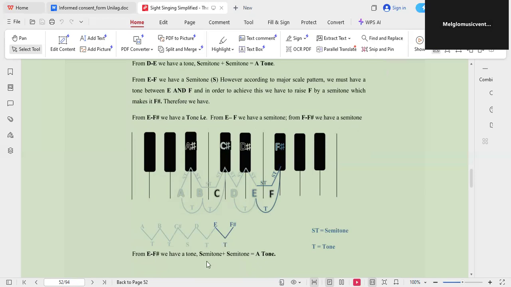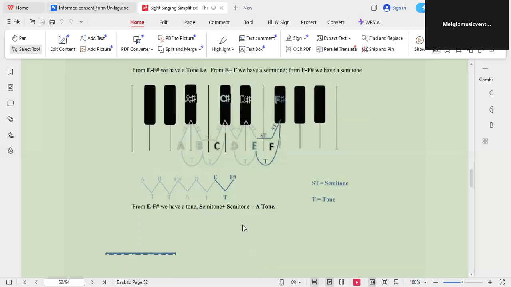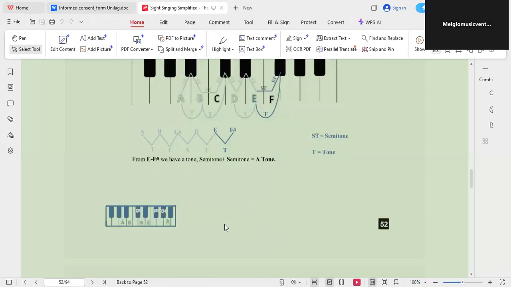So from E to F, we have a semitone, not a tone. From E to F sharp, we have a tone. That is the semitone of E to F plus the semitone of F to F sharp, a tone. So from E to F sharp, we have a tone, the semitone of E to F plus the semitone of F to F sharp, which corresponds to our major scale pattern of tone, tone, semitone, tone, tone, tone, semitone.